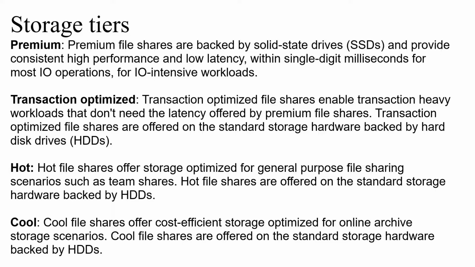Go for hot in case you want to access the file frequently. You can use it for scenarios like team share, and the other one is cool. This is quite opposite of hot. You can prefer this in case you are not going to access the file frequently. Example, archival purposes. So in those areas we can use cool tier, and cool tier is the cheapest one. So while designing your file share, you should decide what kind of storage tier you are going for, because this decides your pricing.